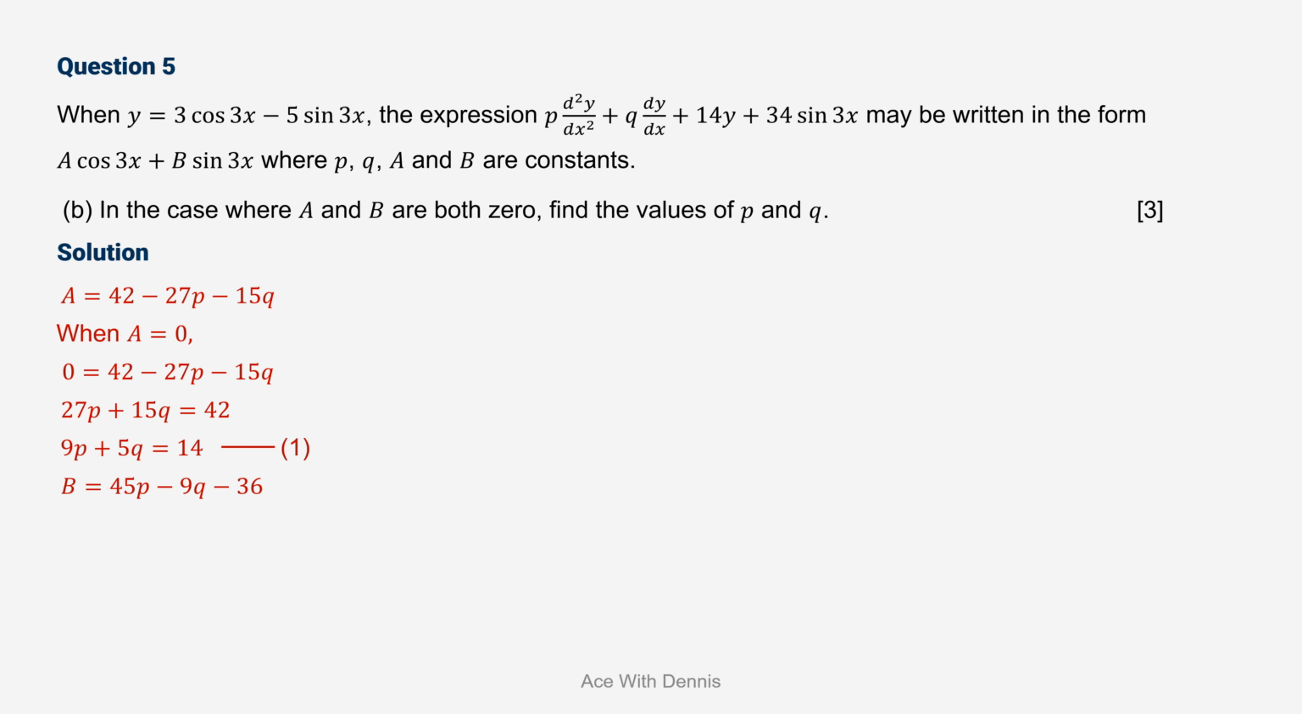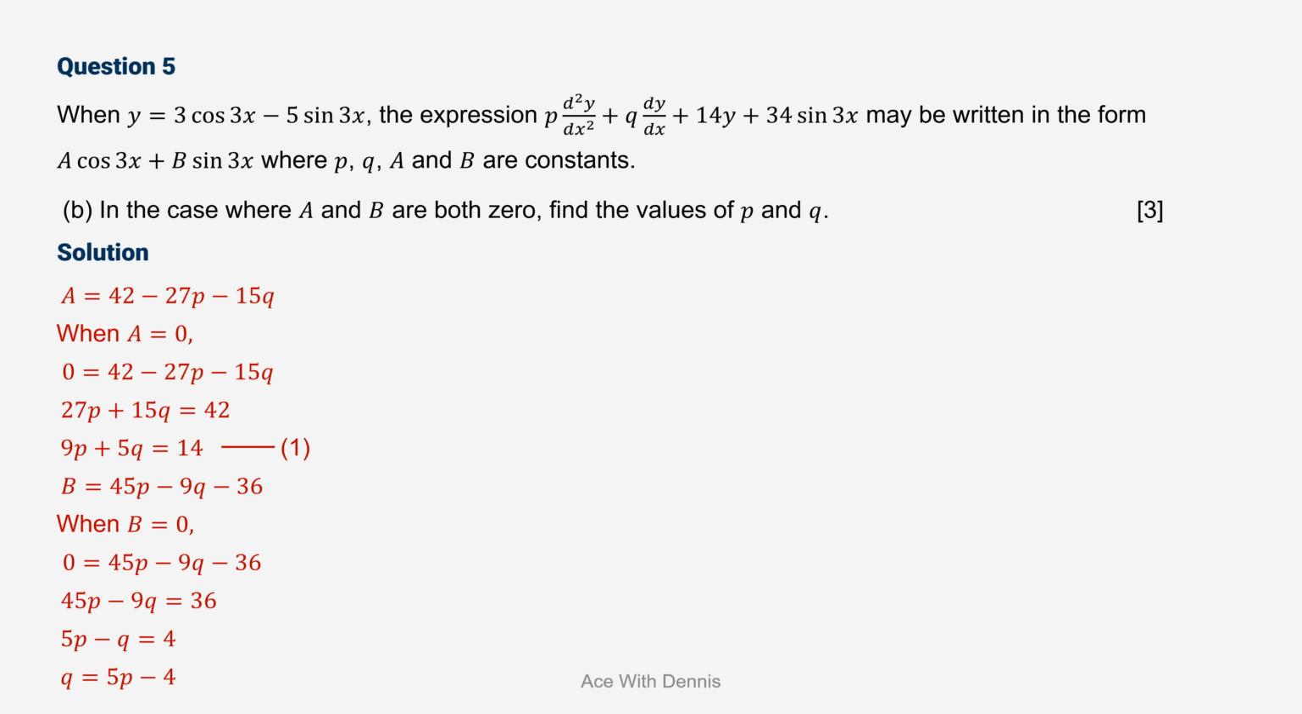Next, we also know b equals 45p minus 9q minus 36. So when b is 0, then the equation becomes 0 equals 45p minus 9q minus 36. So we do a similar thing as for equation number 1. So for this case, 45p minus 9q equals 36. Then we divide by 3 for both sides. We'll get 5p minus 3q equals 12.